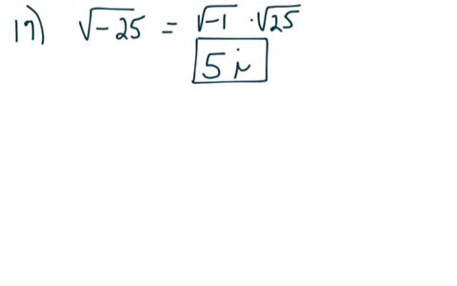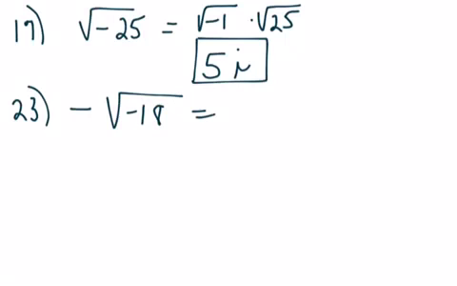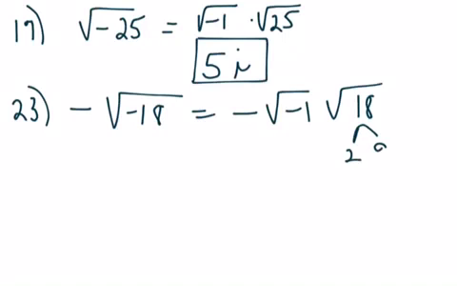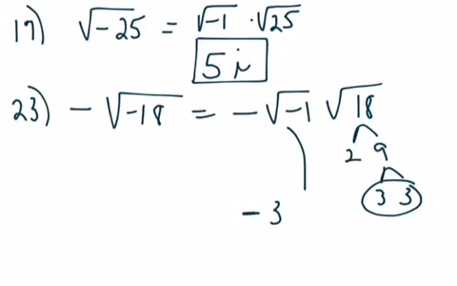If you look at 23, it has the negative square root of -18. So that means we have a negative times the square root of -1 times the square root of 18. 18 is 2 times 9, which is 3 times 3. For every 2, we're going to take out 1. So we have this negative, we have a 3, this becomes an i, and we have the square root of 2.